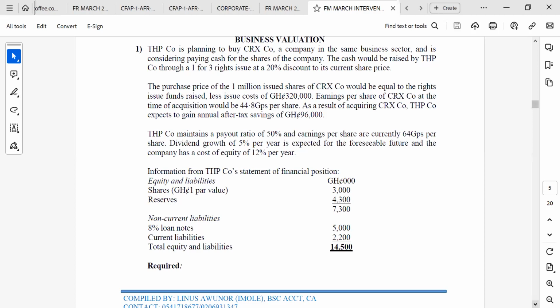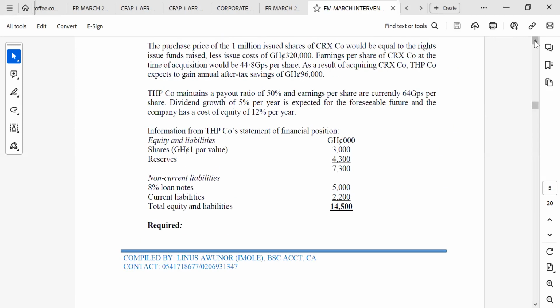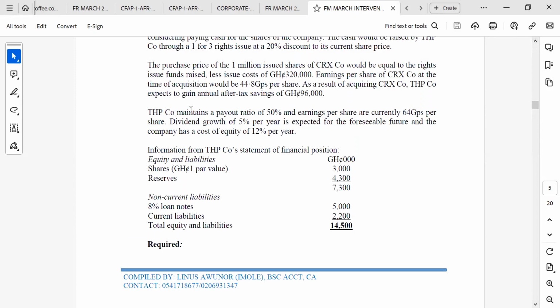Okay, let's now go to the requirements. Maybe the requirements will tell us what we are going to be doing. Calculate the current ex-dividend share price of THP Co and the current market capitalization using the dividend growth model. Sometimes the question will not tell you which model to use, but you can see from this information that we have to use the dividend growth model, because if you use the price earnings ratio, you'll be suffering. The dividend growth model is more appropriate for the valuation of equity.